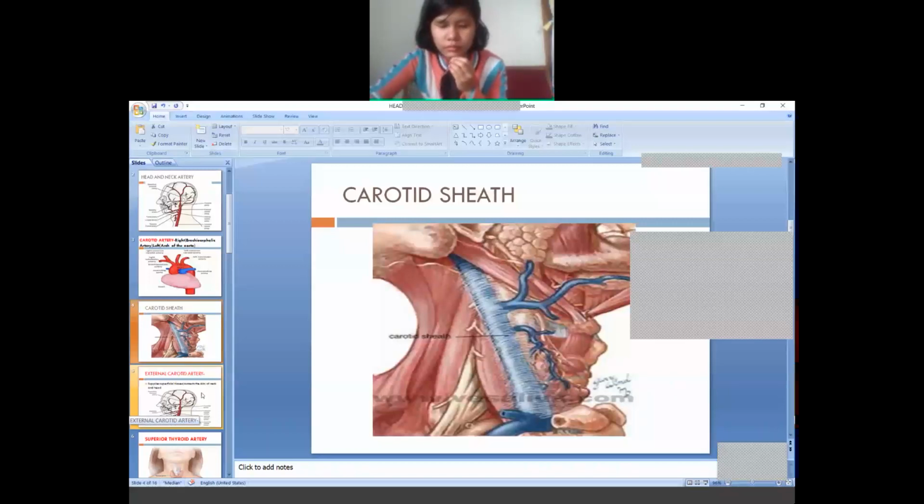Ma'am, below the skin. Means which is connected to the skin, na? Means very near. Okay, good.